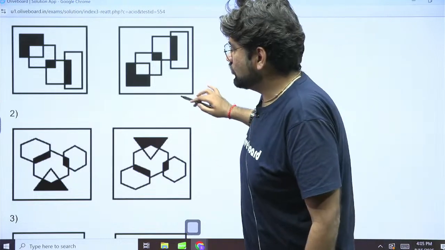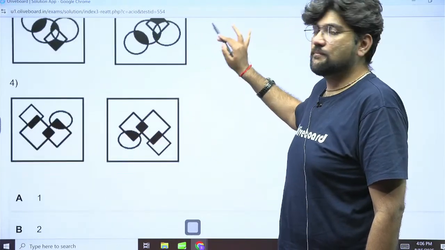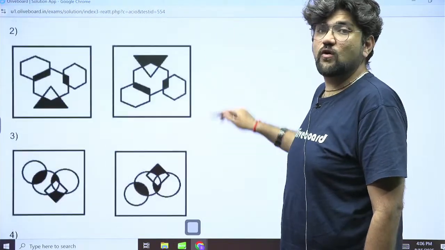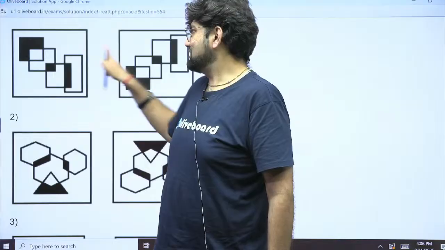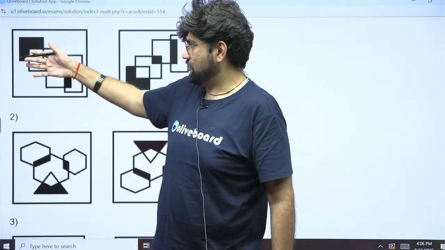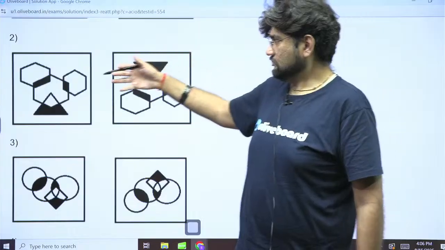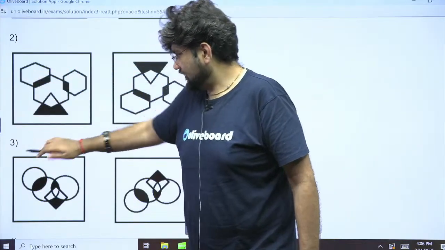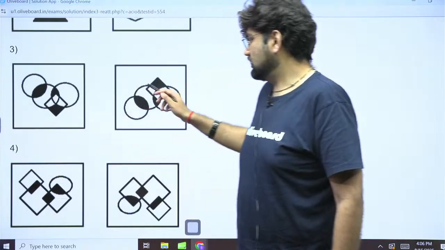Now here they have given you 4 options, option 1, option 2, option 3, option 4. Each gives you a pair of images and they are asking you to choose the odd pair out. If you observe carefully what exactly is happening here, this is the water image, right? If you flip it like this, 180 degrees, you will get this figure. The same holds for the next pairs.